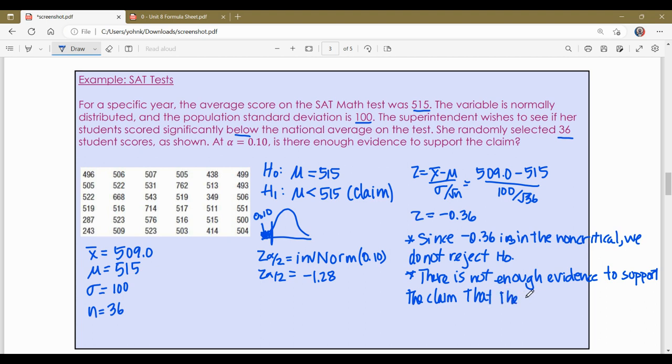That the students scored significantly below 515. So since we're not rejecting the null hypothesis, we can't for sure say that it's not going to be 515, which means we can't say for sure if it's going to be less than 515.